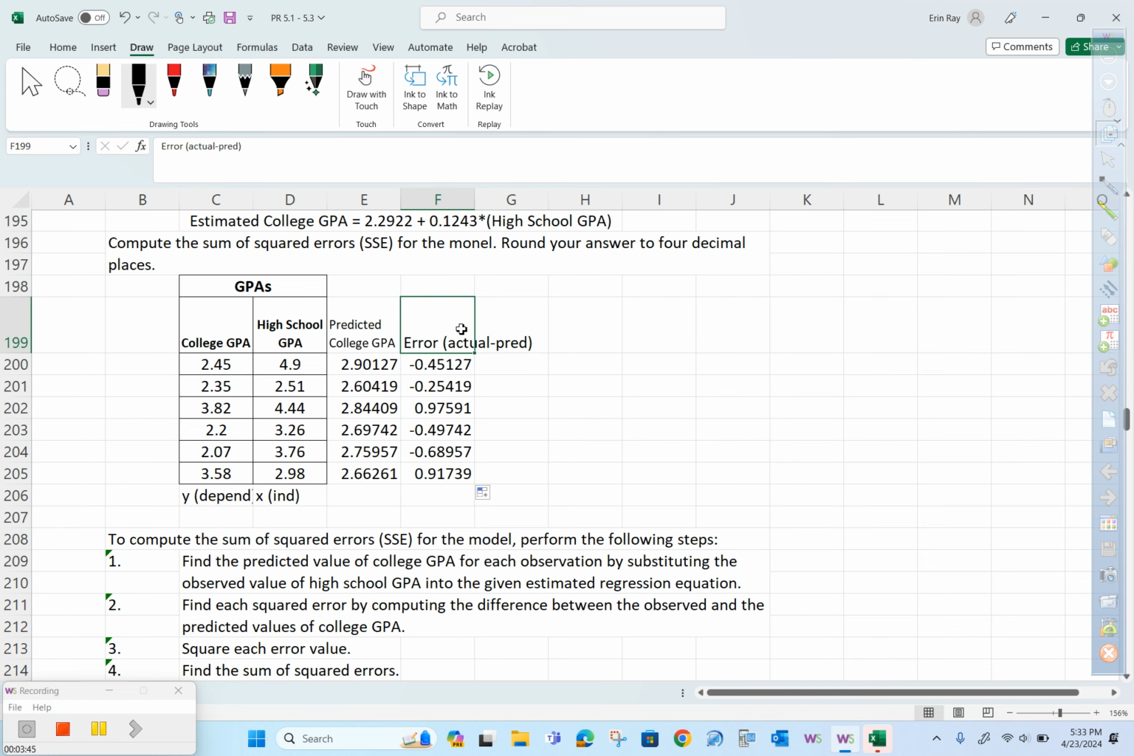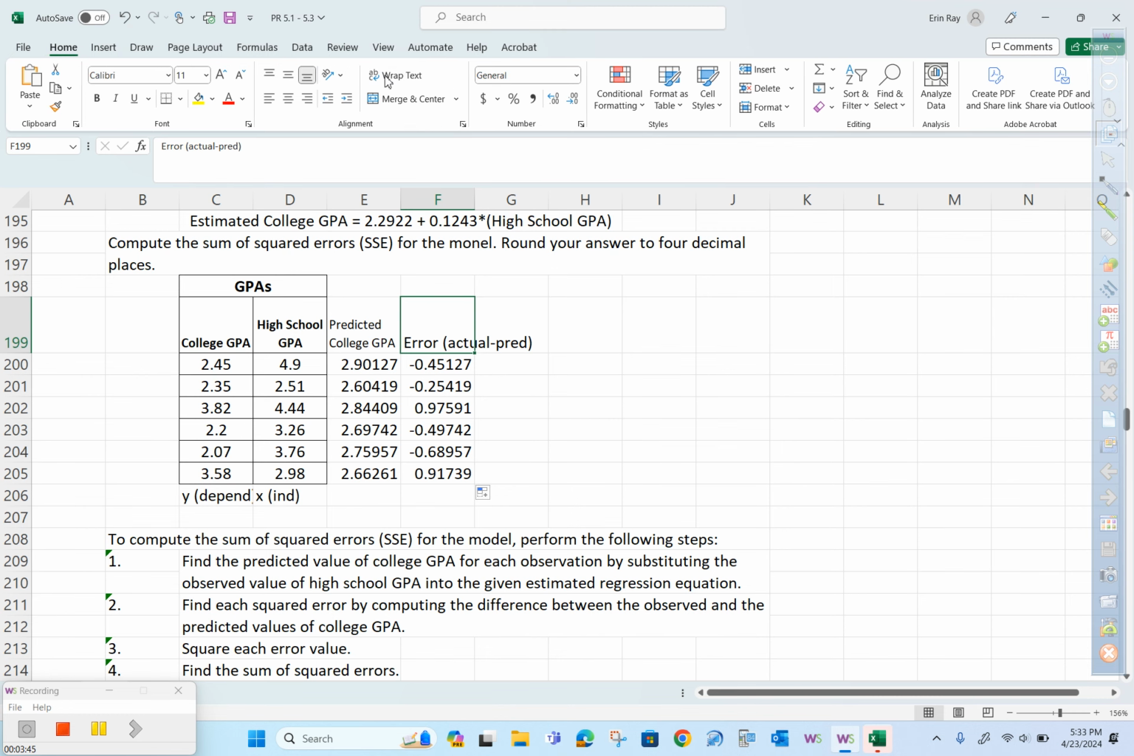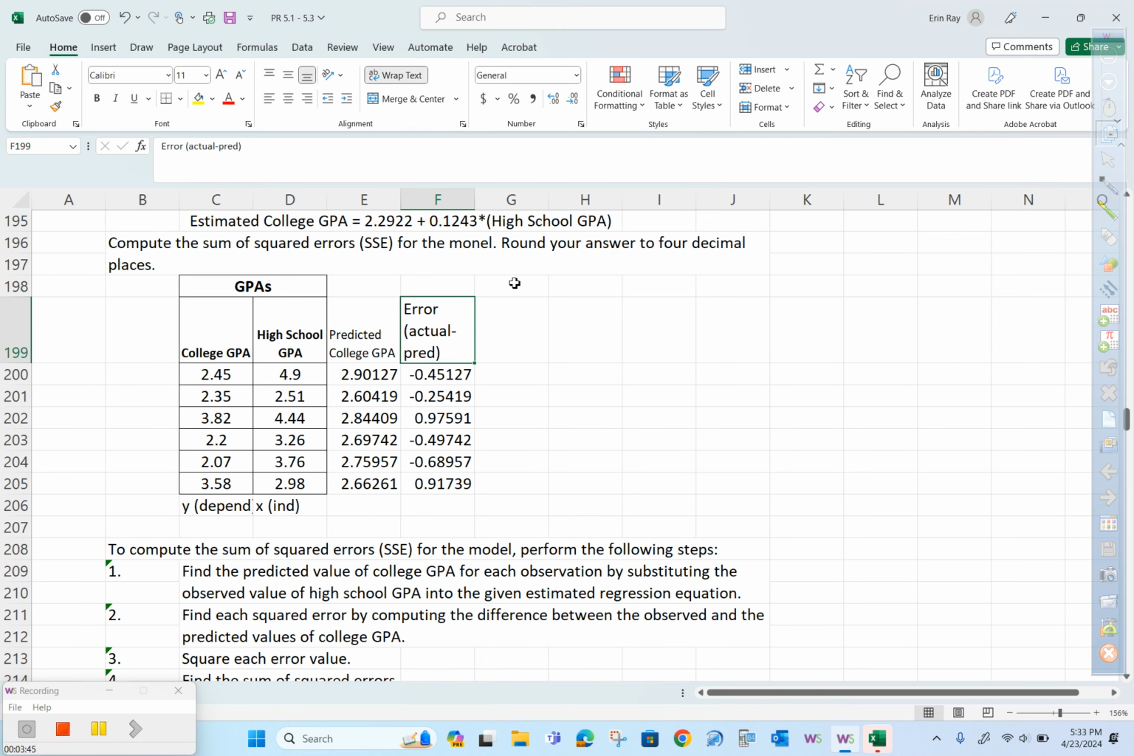Okay, go ahead and here, if yours is doing what mine is doing, go to your home and click wrap text so it gets out of the way of the next one. The next one is going to be error squared. And we're literally taking that error we just got and squaring it. Dragging that down. As you go through here, if you get a little behind, pause the video, rewind.